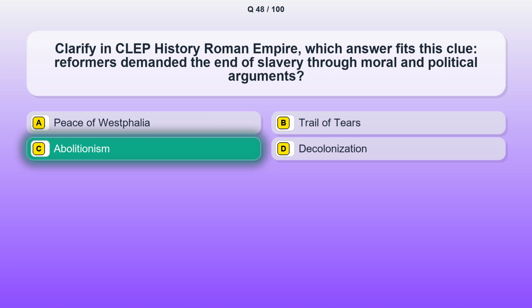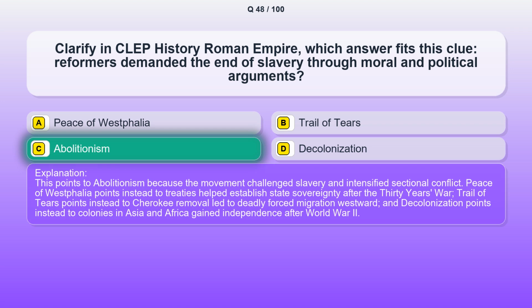The correct answer is option C, abolitionism. This points to abolitionism because the movement challenged slavery and intensified sectional conflict. Peace of Westphalia points instead to treaties helped establish state sovereignty after the 30 Years' War. Trail of Tears points instead to Cherokee removal led to deadly forced migration westward, and decolonization points instead to colonies in Asia and Africa gained independence after World War II.